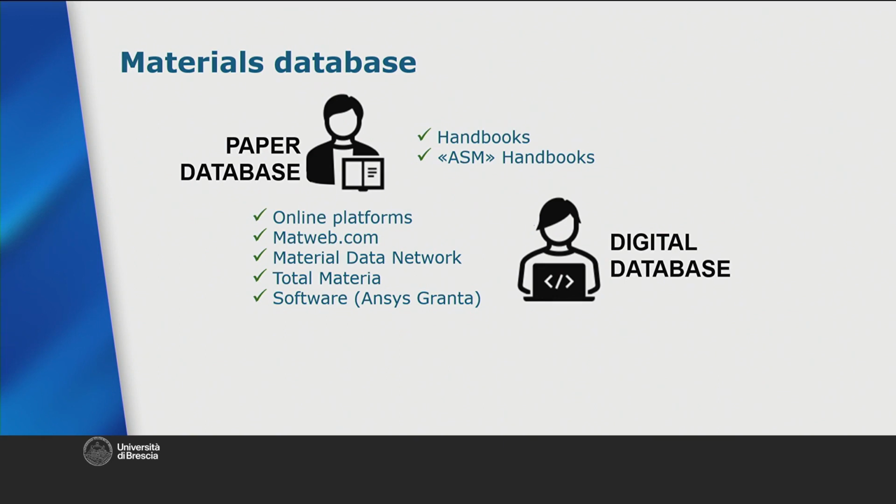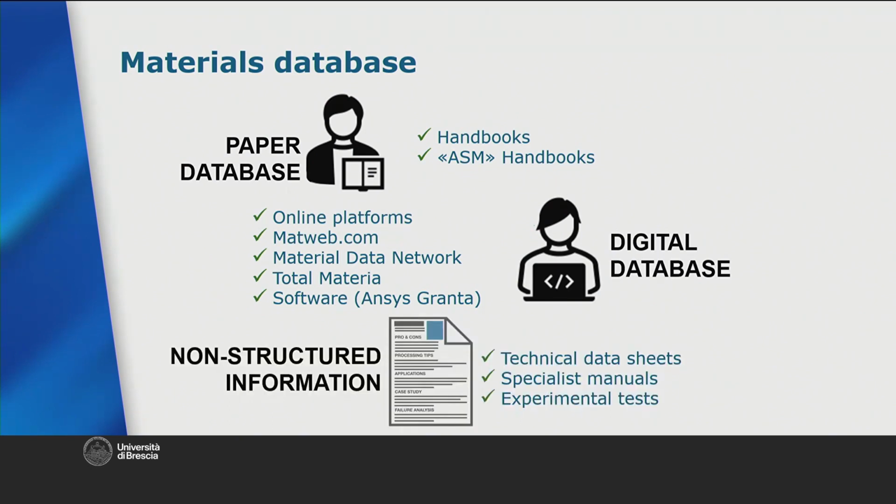Among paper resources, we refer to manuals or handbooks, such as those from ASM. However, with digitalization, everything has changed. Today there are platforms like MatWeb or Material Data Network, which collect thousands of technical data sheets from reliable sources. These tools not only allow you to find data, but also to compare different materials and filter them by applying multiple criteria at the same time. The web can also be a useful resource, but it should be used with caution. It's always better to rely on official websites, universities, or certified manufacturers.